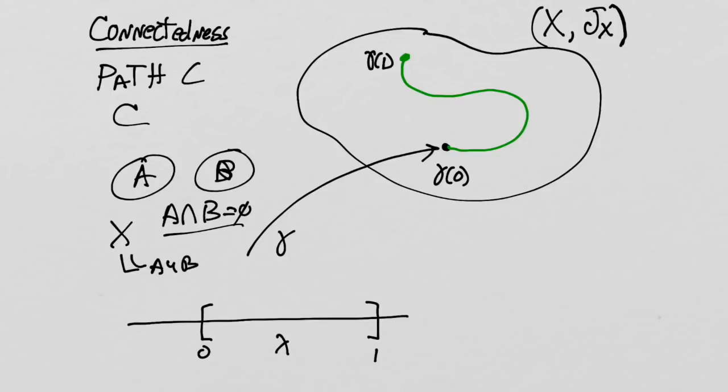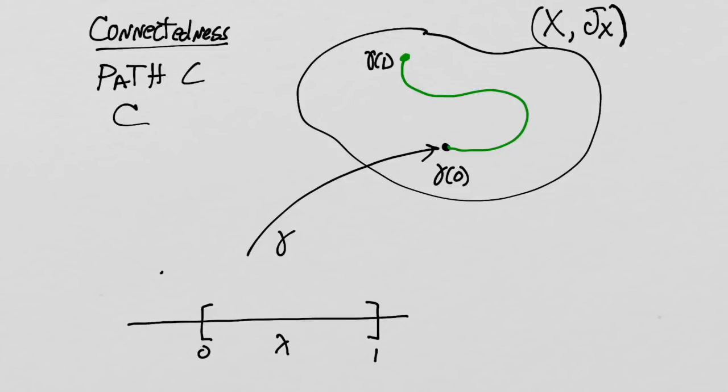And A and B have to be open as well, but they're also clopen, right? Because if A is open, its complement must be closed. So B is closed. But if B is open, then A is closed. So they're both open and closed. Anyway, the point is that's a disconnected set, if you can find two sets A and B like that. We're always presuming that we're dealing with a space that's connected in this sense, that you cannot split it into A and B like that.